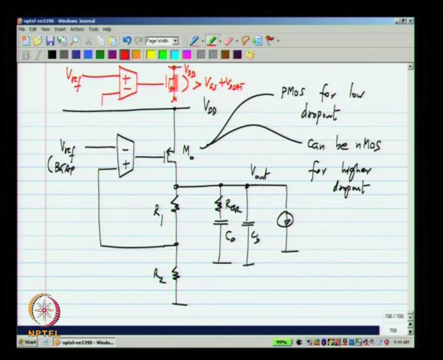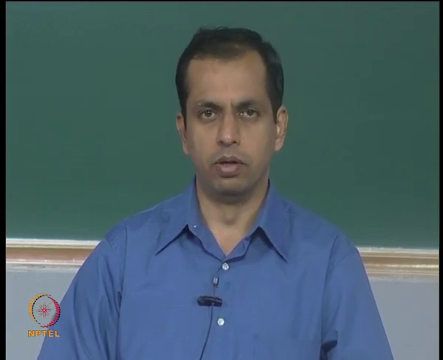But for dropouts that are 1 volt or greater, you can use the NMOS pass transistor, and that can have some advantages because the DC output resistance can be lower because you are looking into the source of the transistor, which inherently has a low output resistance of 1 over GM, and that is further reduced by feedback. So now we will look at just one example of realizing the feedback amplifier.